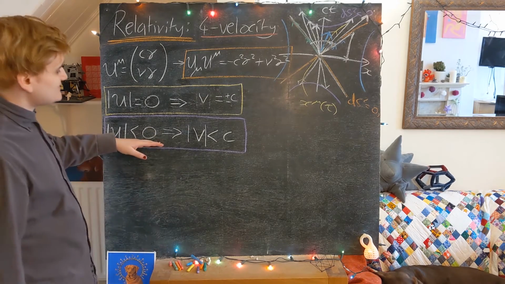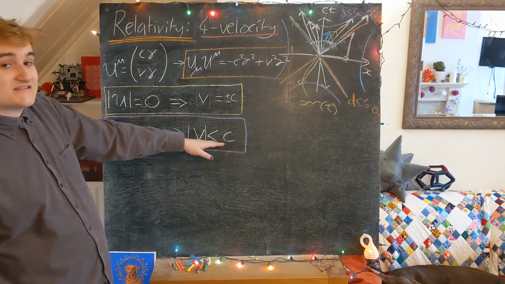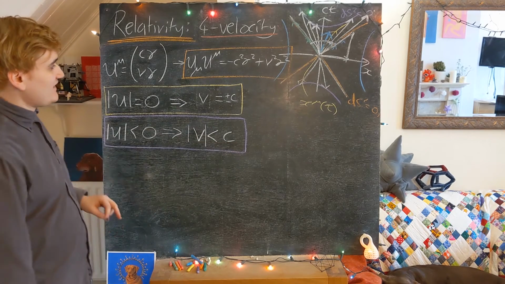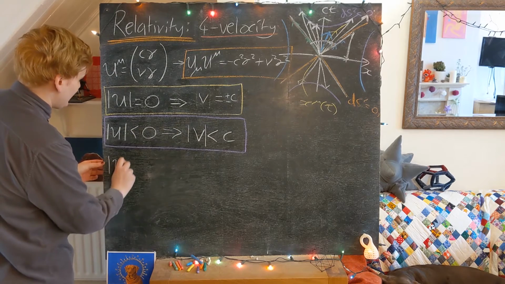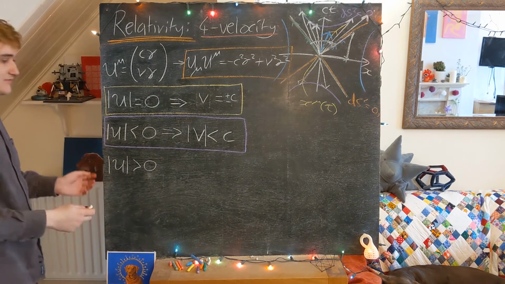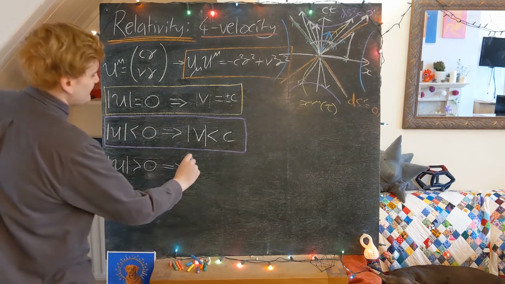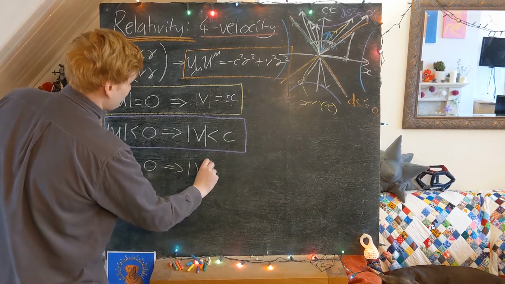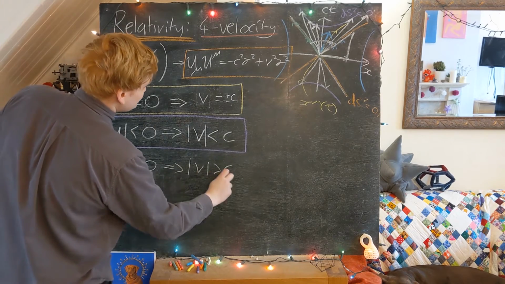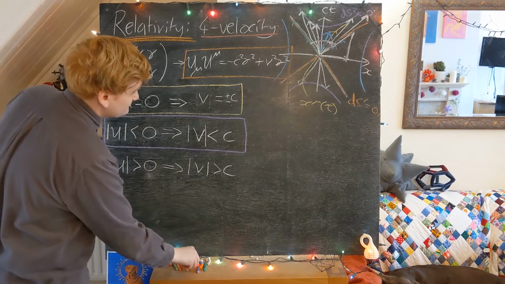Okay, so that's for a negative length. We've seen that it produces a coordinate velocity that always has to be less than c. And so now, as you can probably guess, for the final case in which the length is positive, I won't go through it, but it's exactly the same calculation. You just find that the magnitude of the velocity has to always be greater than c.